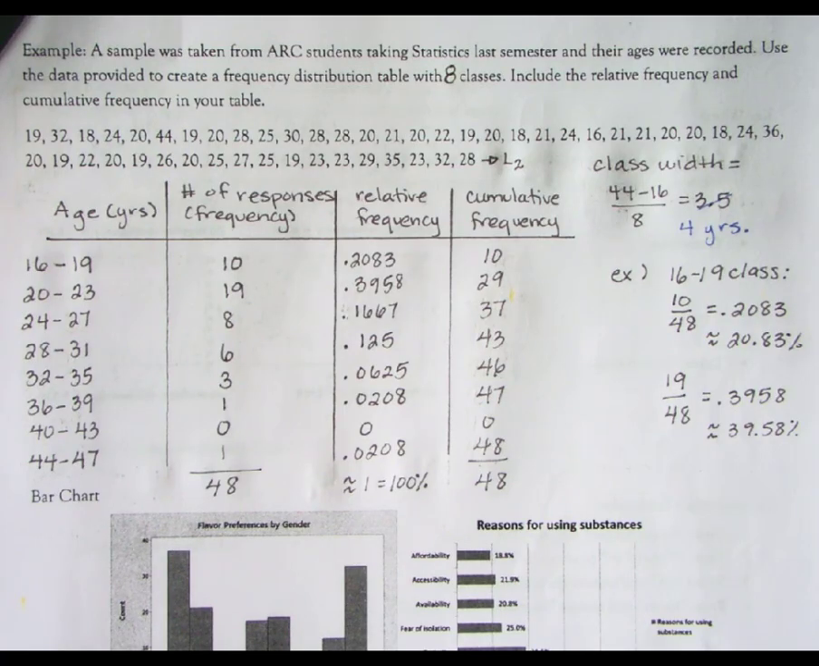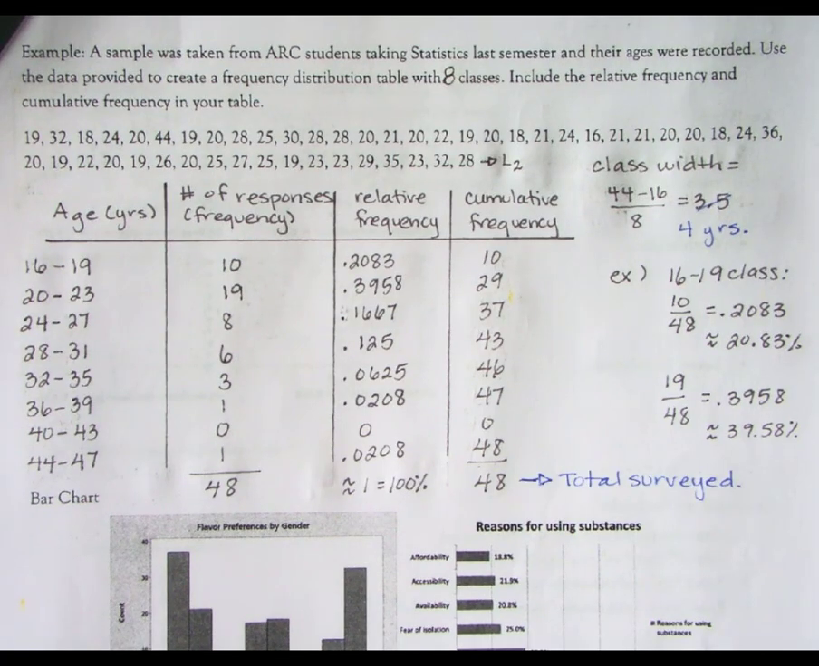You'll notice the cumulative frequency that aligns with the last class, 44 through 47, is the same number as the total surveyed. A general note about relative frequencies is that usually this is given as a decimal. Be careful when you're reading directions on relative frequency, as sometimes that can be required to be given as a percent rounded to a certain place value. For example, notice on the side where I had given the value to 2 decimal places, 20.83%.